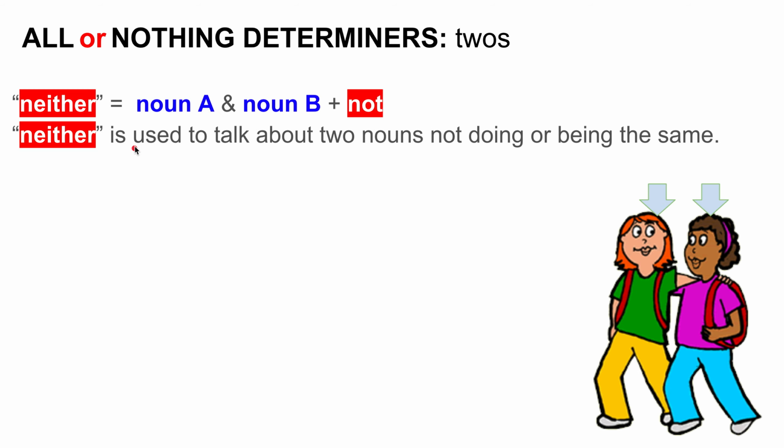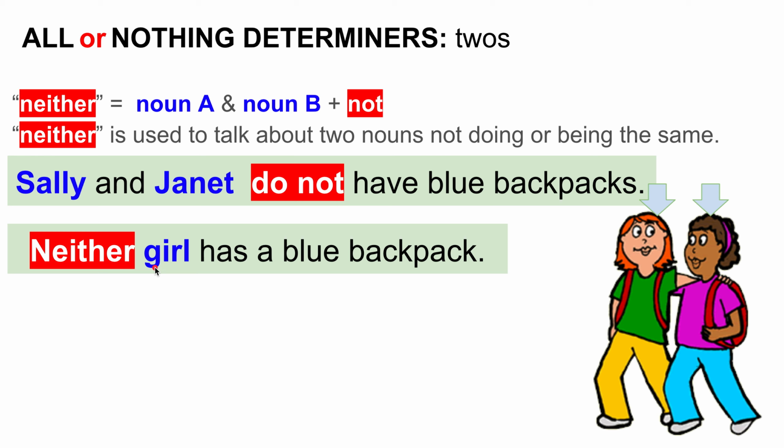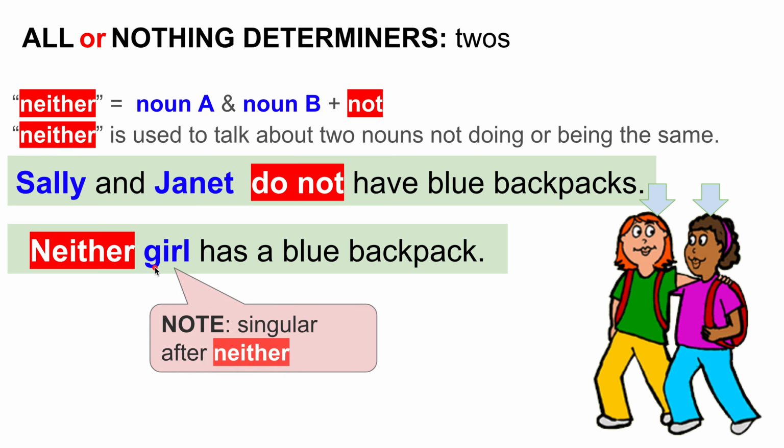Moving forward now. I can use neither if the two nouns are not doing something or not being the same. So, for example, Sally and Janet do not have blue backpacks. Or I can say neither girl has a blue backpack. And again, it's singular. Something important to notice, it's singular after neither.